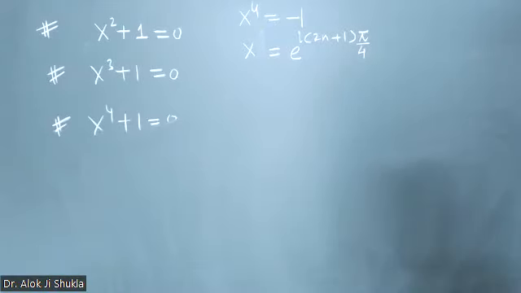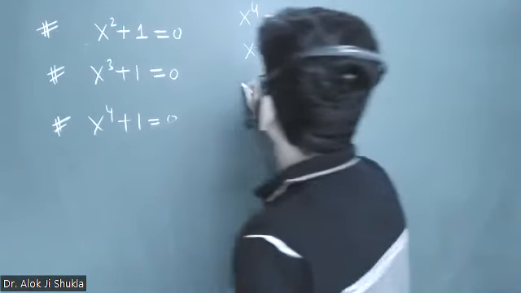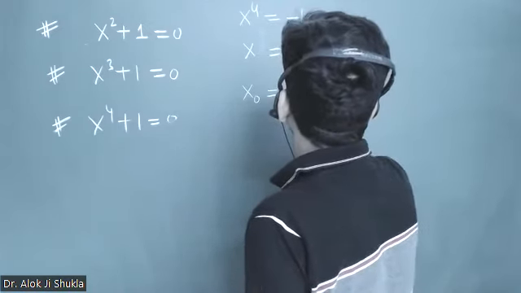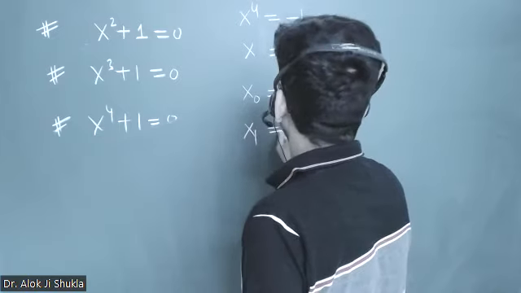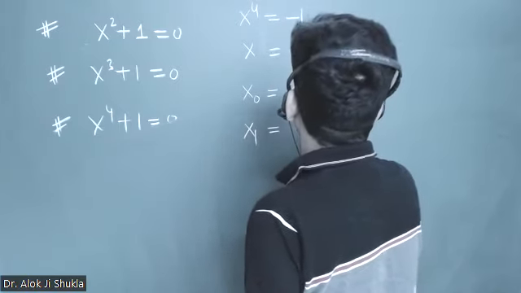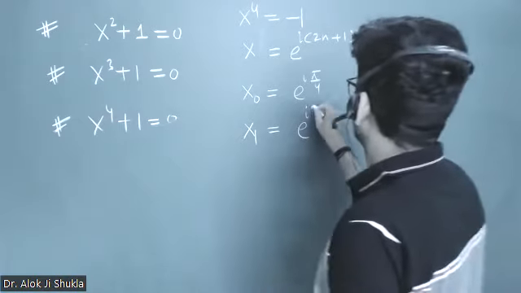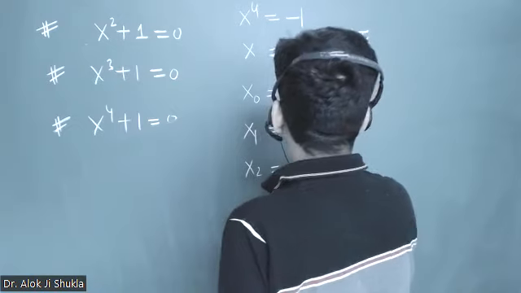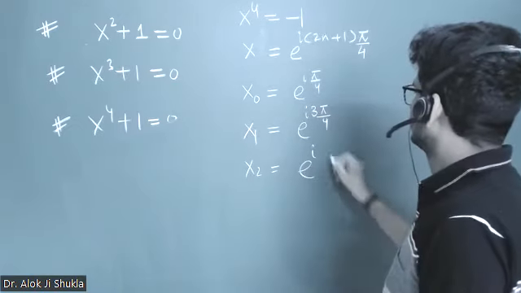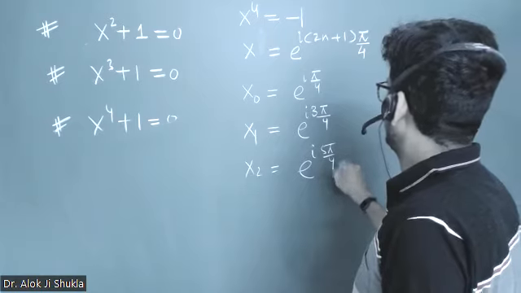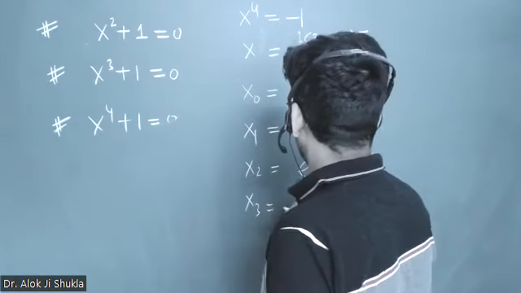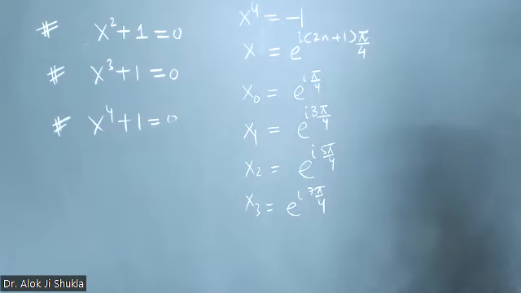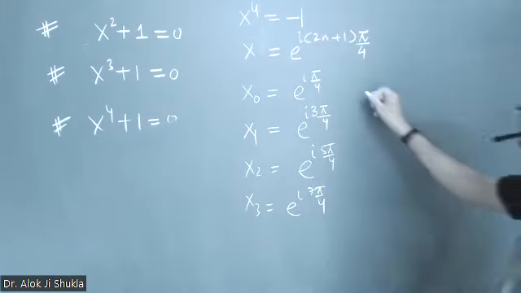So what will be the 4 roots? X0 is e to the power iota pi by 4. X1 is e to the power iota 3 pi by 4. X2 is e to the power iota 5 pi by 4. And x3 is e to the power iota 7 pi by 4. Now write the roots.